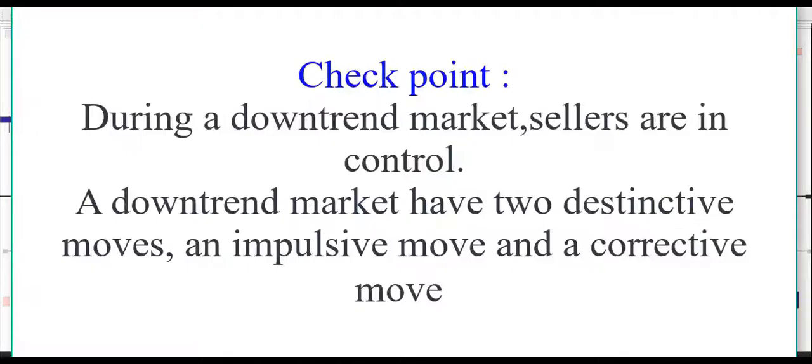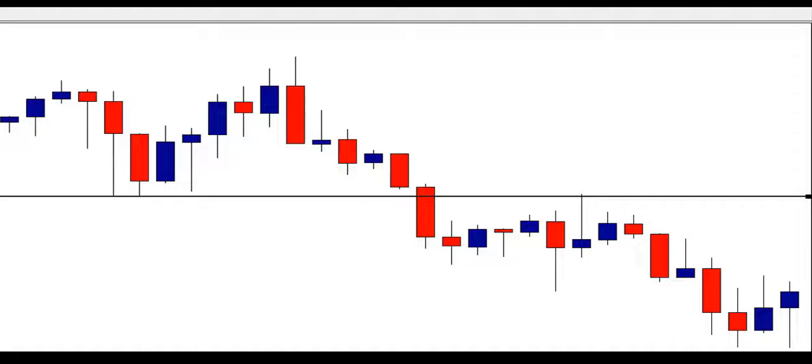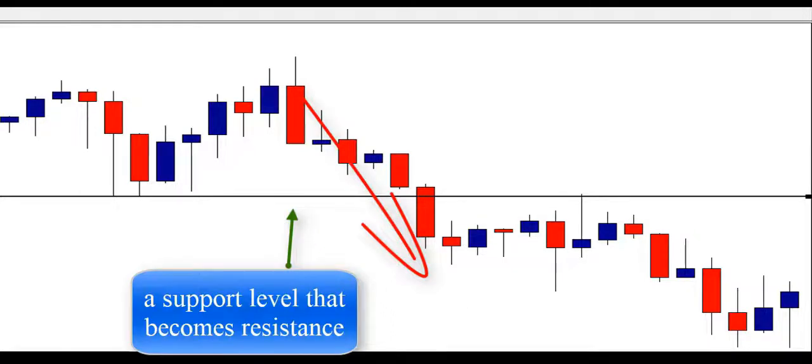For a downtrend market, sellers are in control. A downtrend market can also have two distinctive moves, an impulsive move and a corrective move. Let me show you an example. As you can see here, this is an impulsive move. Look left. This is a support level that becomes resistance, and this level is a reference point for sellers. When the market approaches this level, after this corrective move, sellers will make another impulsive move. And as you can see, this is a clear pin bar that was formed at the resistance to indicate the beginning of a new impulsive move.